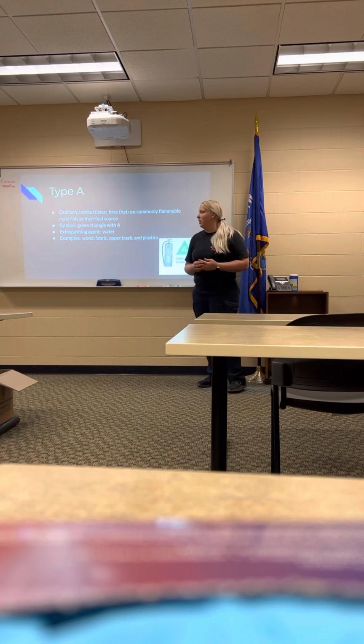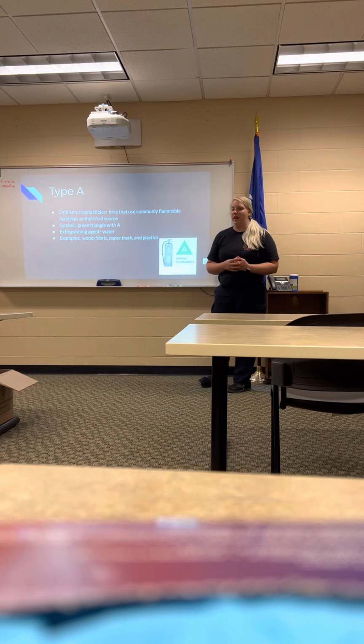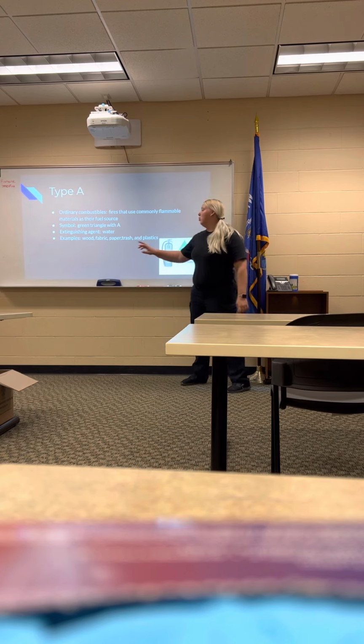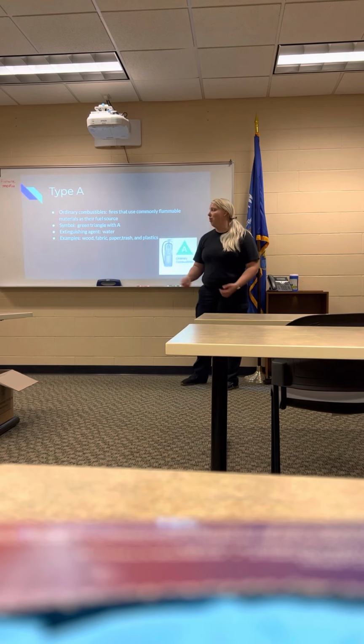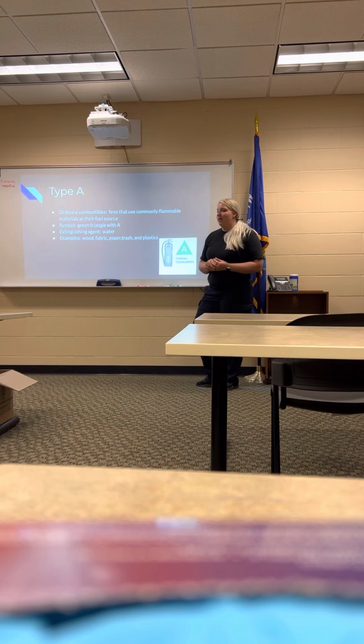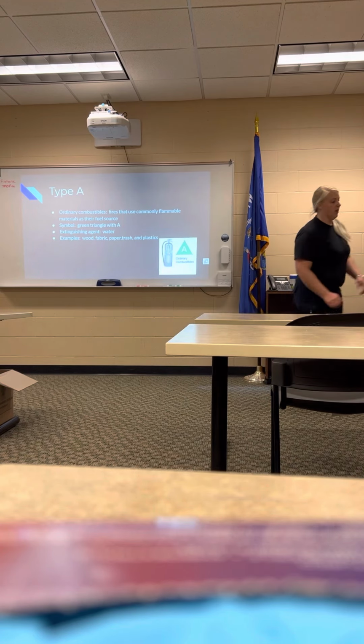So type A fire extinguisher extinguishes ordinary combustibles. So that's fires that commonly use flammable materials as their fire source. So that would be things like wood, fabric, paper, trash, and plastics, things that you could throw in a fire pit and it would just start on fire fairly easily. The type of fire extinguisher that you would see would have an A with a triangle on it. And most of the time what's in these cylinders is water, but they do come in various different types in order to extinguish it.